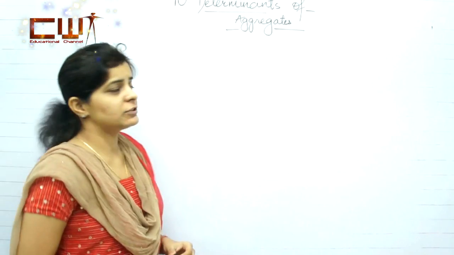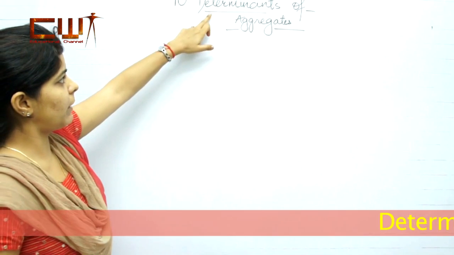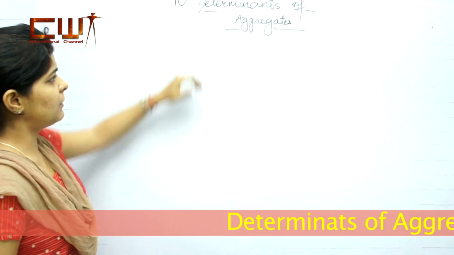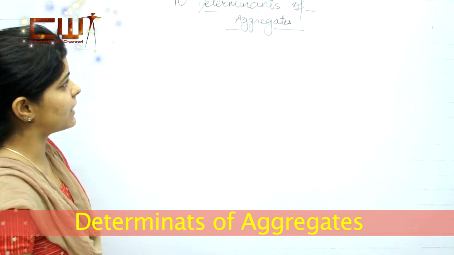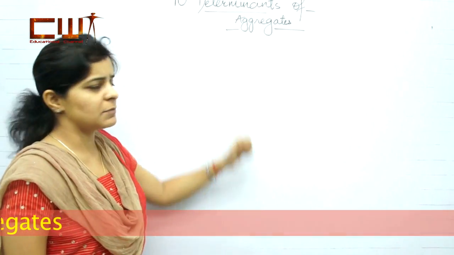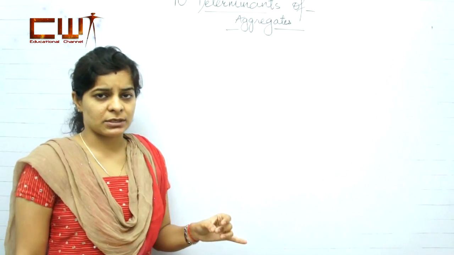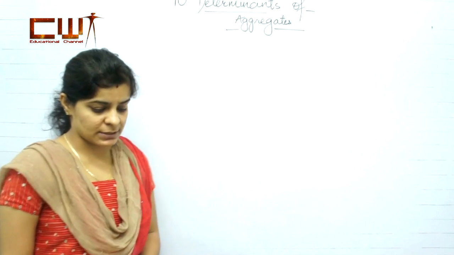We will start off with chapter number 10, Determinants of Aggregates. What do you mean by the term determinants? Determinants means what are the factors that are responsible for a particular activity, and aggregates means the total. Total of anything means aggregates. Total, aggregates, summation. These are the three things which mean the same.